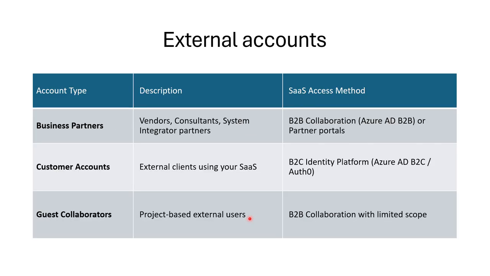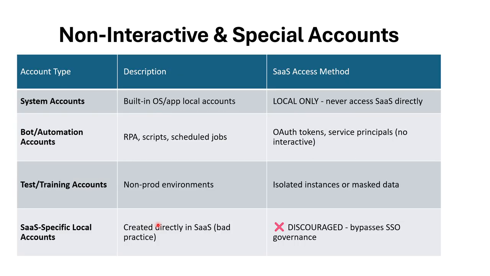External accounts include business partners such as vendors, consultants, system integrator partners. Customer accounts, such as external clients using your SaaS. Guest collaborators such as project-based external users. Non-interactive and special accounts: system accounts such as built-in OS and app local accounts, bot or automation accounts such as RPA, scripts, scheduled jobs, test or training accounts for non-prod environments, and SaaS-specific local accounts, which are created directly in SaaS.